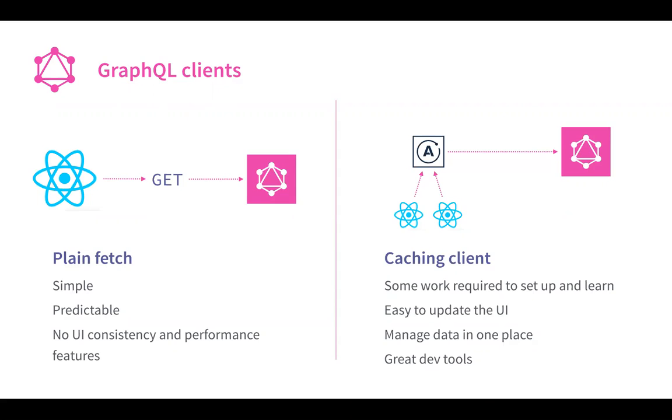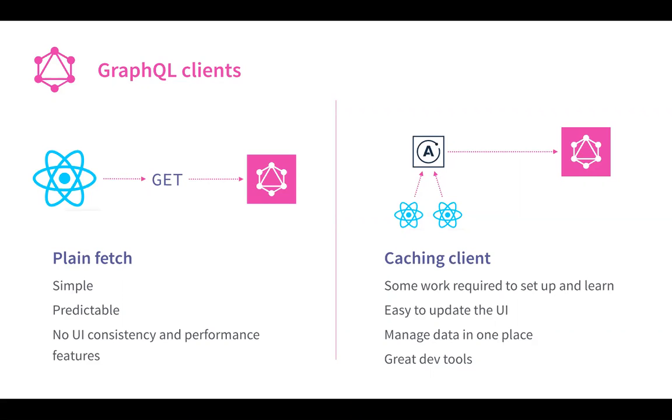All you need to do is take your GraphQL query string, put it into an XHR or a fetch call or anything that you use to make HTTP requests, send a post request, and you'll get the result back that the server generated for you. So that's enough to build your UI on top of GraphQL already. It's going to be simple. It's going to be predictable.